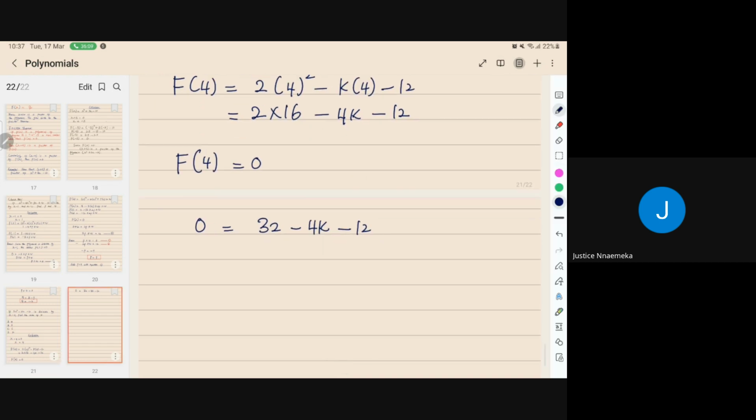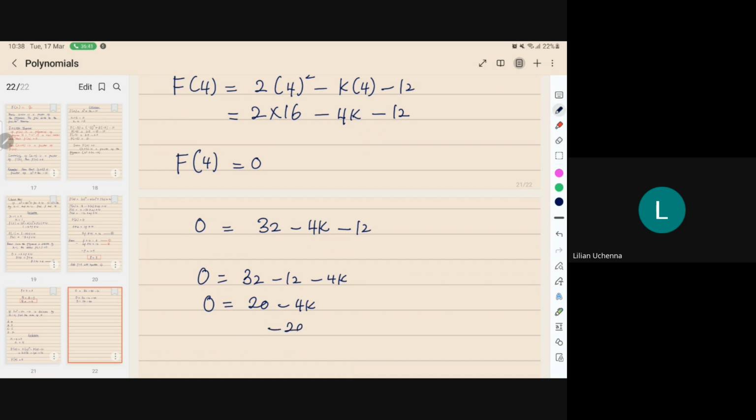So now this means that you move over to the other side, you're going to have that minus. Let's get the values together first. So 0 is equal to 32 minus 12 minus 4k. So 32 minus 12, that's 20, isn't it? Good. So this means that 0 is equal to 20 minus 4k. So minus 20, you move the other one to the other side.